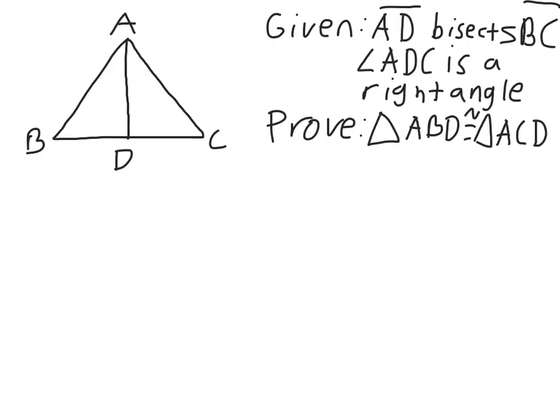So, we have a triangle here, and actually, technically 1, 2, 3 triangles: the two small triangles and the big one. Although they want you to prove that ABD, the first small one, is congruent to ACD, the second small one. What we're given is that AD bisects BC and angle ADC is a right angle. So let's start our two-column proof.